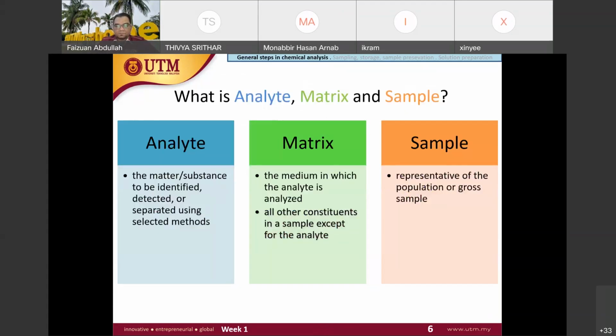Okay, this is what I said to you just now: analyte, matrix, and sample. The analyte is the matter or substance to be identified, detected, or separated using selected methods. The matrix is the medium in which the analyte is analyzed. For example, in river water, the water itself is the matrix, and all other constituents in the sample except the analyte. Okay, that I told you.